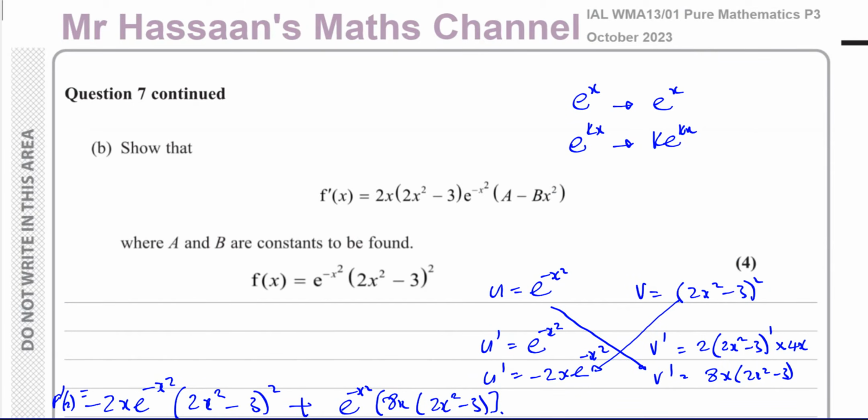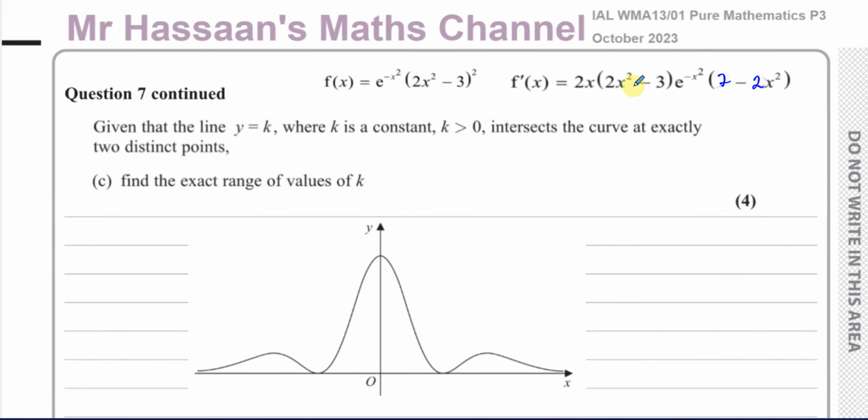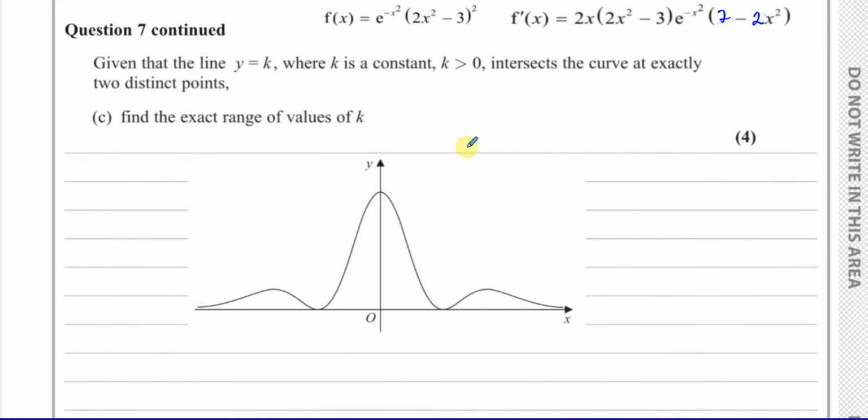And now for part C. Okay, so we have the two functions, the original curve, the gradient function with the answer there, with the values put in that we found. Then it says, given that the line y equals k, where k is a constant and k is greater than 0, intersects the curve at exactly 2 distinct points, find the exact range of values of k. All right, so y equals k is a horizontal line. It's a line that will look like this. Let me just change that a bit.